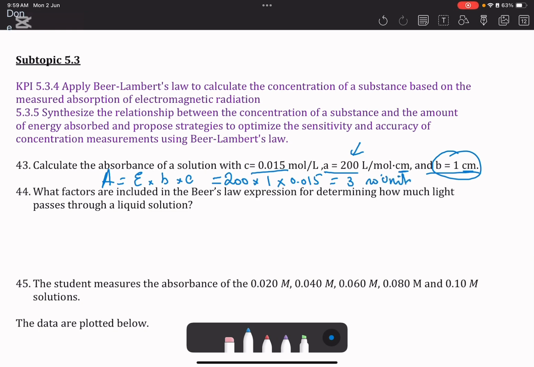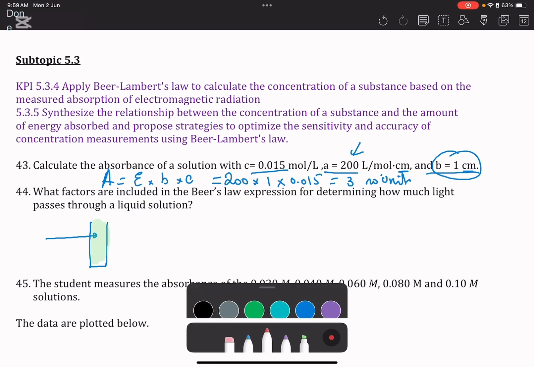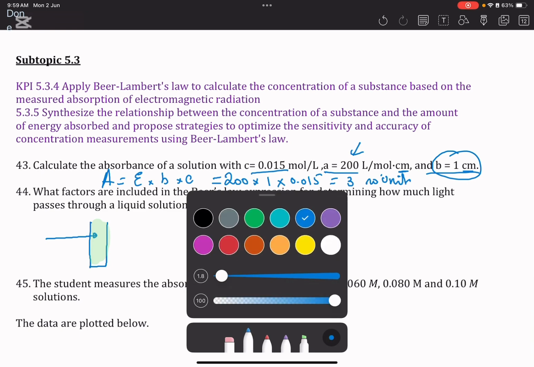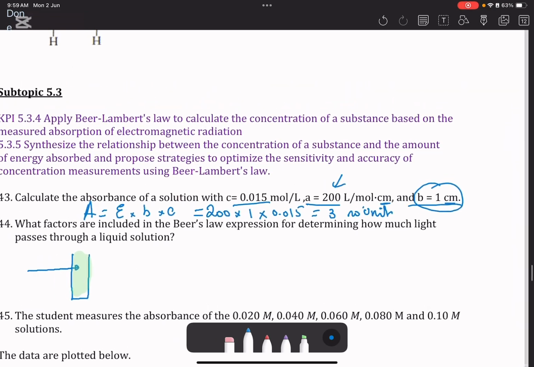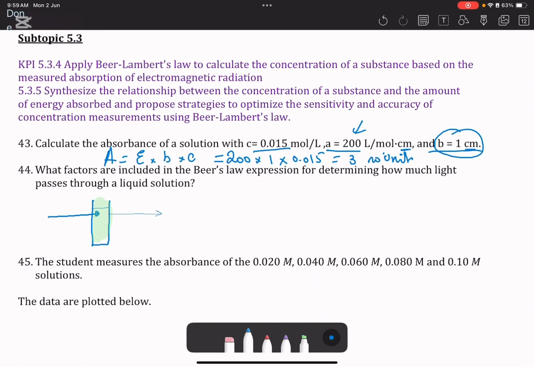What are the factors included in Beer's law expression for determining how much light passes through a liquid? So here's the cuvette. The light has to pass, and the liquid usually is colored. So it's gonna absorb some of this light, and the rest of this light, after whatever is absorbed, is gonna continue and it will be transmitted. So here we measure the absorbance.